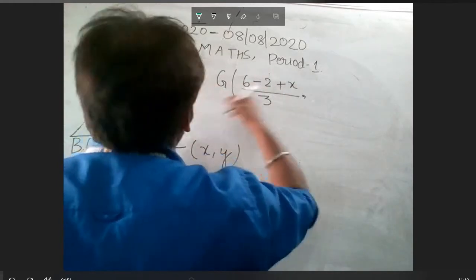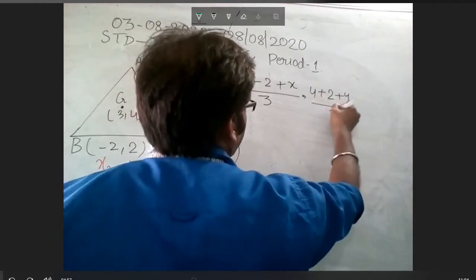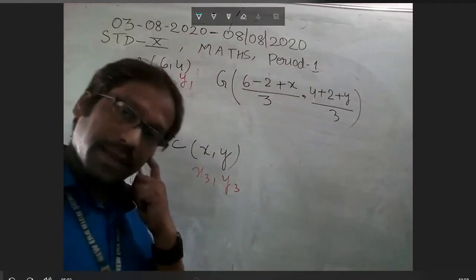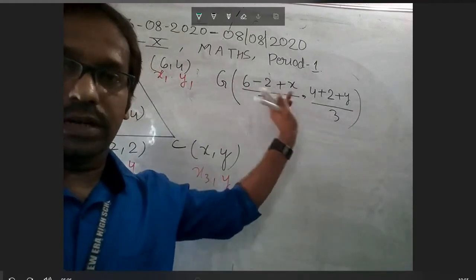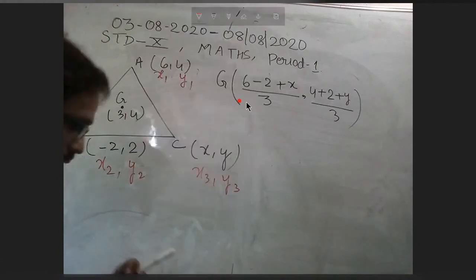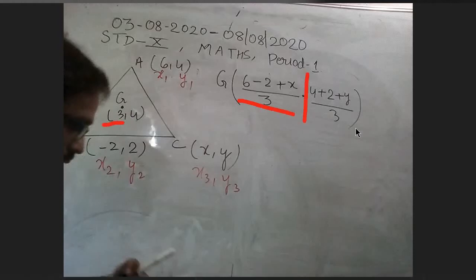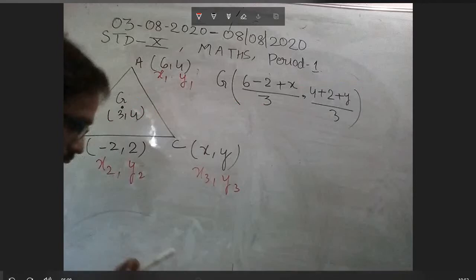Now the y coordinate also. So I'll write the y coordinate also, that is (4 plus 2 plus y) by 3. I have said earlier, this value will be equal to 3 and 4. This is the value of x and it will be equal to 3. This is the value of y and this will be equal to 4. So be very clear what we have to do.